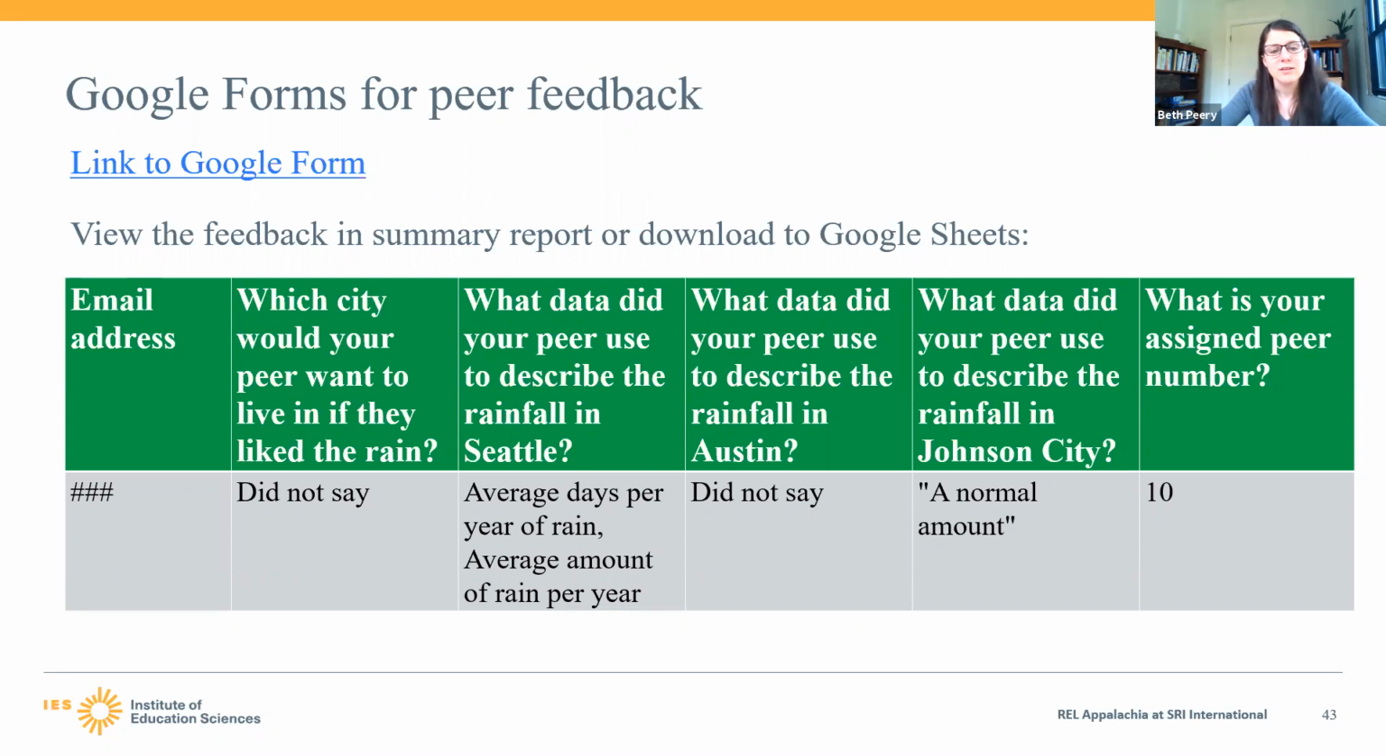Once peers have completed their Google form, we can review the feedback in a summary report directly in Google Forms or by downloading a Google Sheet, which is shown in this table here. Now I'll turn it over for Victoria.